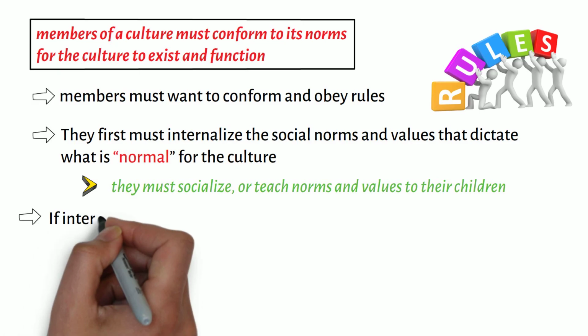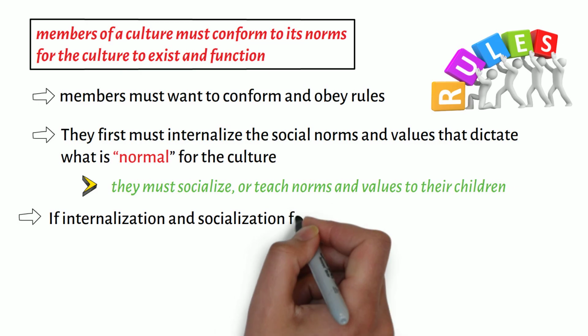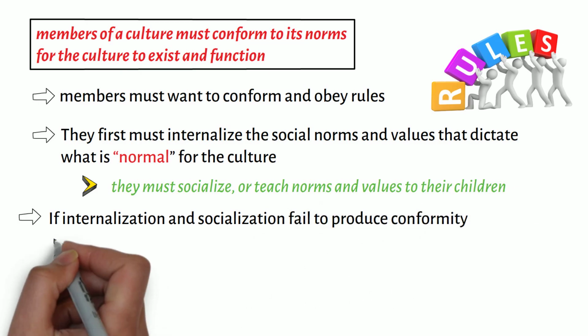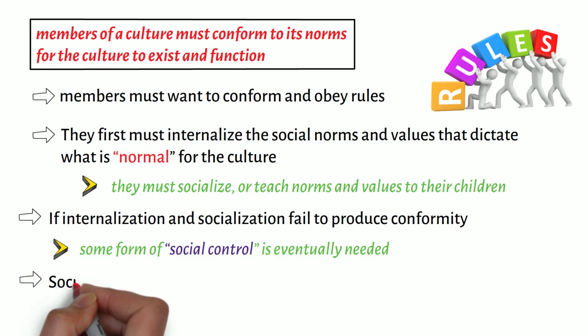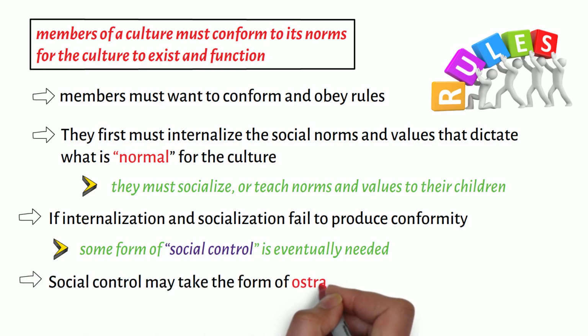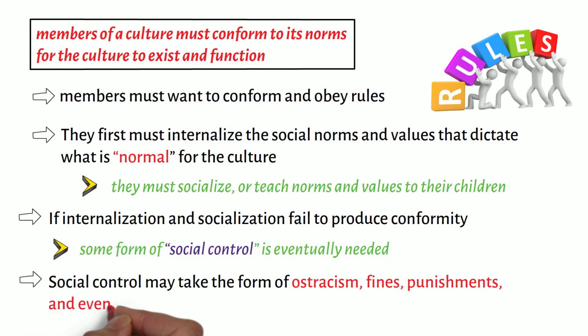If internalization and socialization fail to produce conformity, some form of social control is eventually needed. Social control may take the form of ostracism, fines, punishments, and even imprisonment.